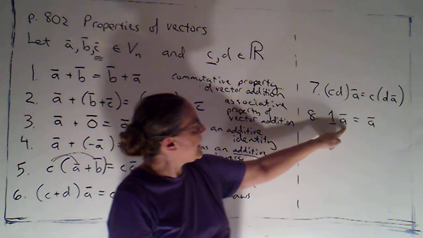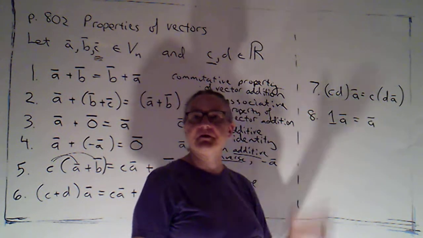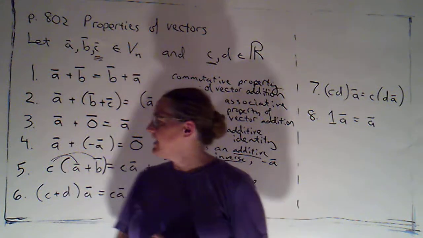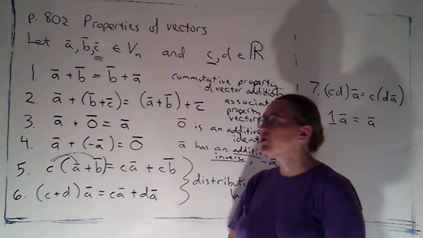And then one copy of A is the same as A. If I scale something by one, it doesn't change anything. Not a huge surprise there, but worth pointing out.